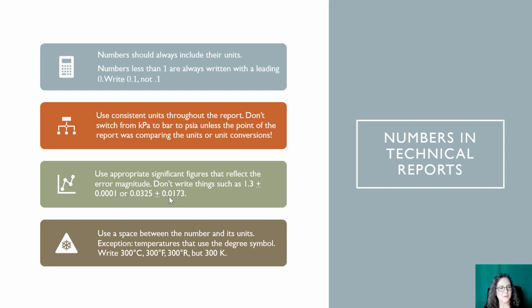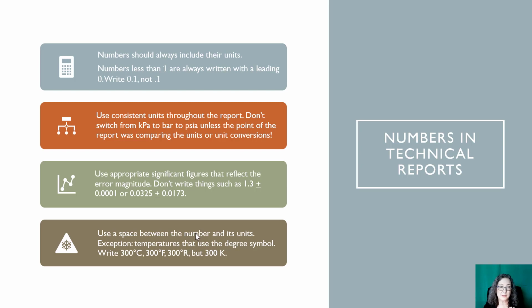But the problem here is our error, 0.0173. Now, error, you get 1 digit, so 0.02. So this should have been 0.03 plus or minus 0.02. Right? And then we always put a space between a number and its units.